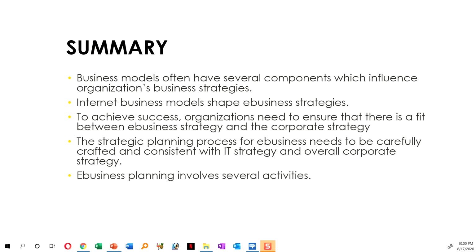So, to summarize, business models often have several components which influence organizations' business strategies. Internet business models shape e-business strategies, and to achieve success, organizations need to ensure there is a fit between e-business strategy and the corporate strategy. The strategic planning process for business needs to be carefully crafted and consistent with IT strategy and overall corporate strategy. A lot of strategy, and e-business planning involves quite a few activities. So like I said, please do take a look at the PDF. There's a lot more information and detail that you have to look at.